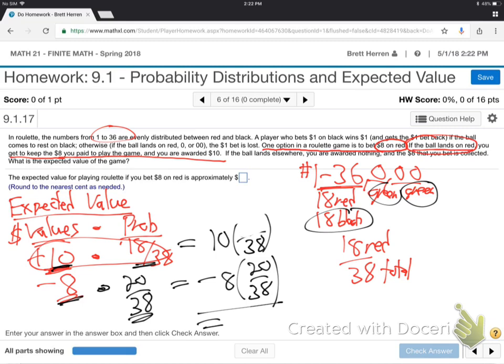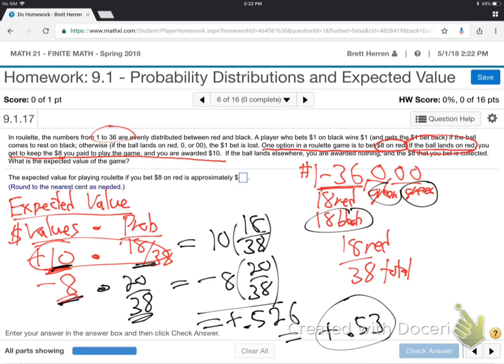It's going to be some decimal. I think they'll take a decimal answer. So here we go. 10 times 18 divided by 38, minus 8 times 20 divided by 38. Careful, I typed the wrong thing at first. It's easy to do that. I'm getting 0.526. It's positive. Round to the nearest cent, positive 0.53.